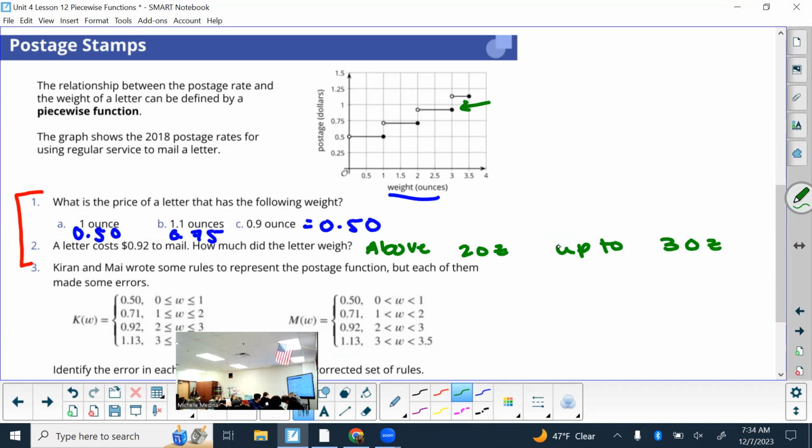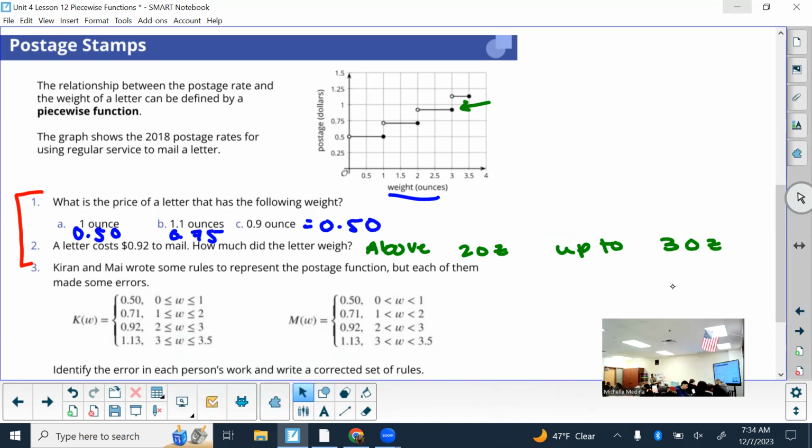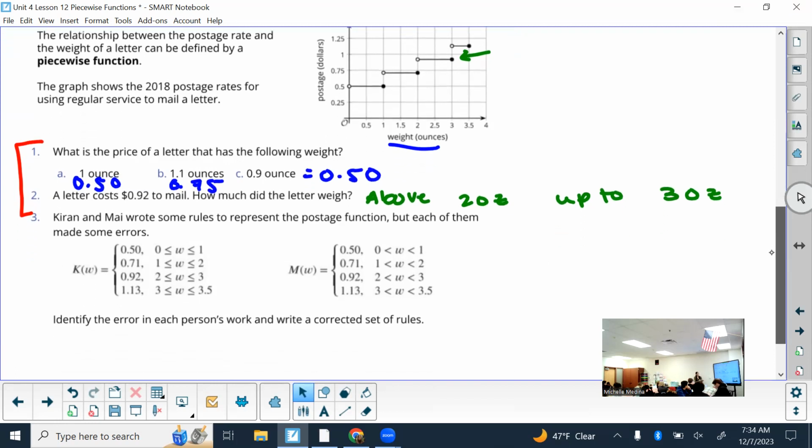Okay. Now the next part, we're going to compare, because usually with piecewise functions, you're not just given a graph, you're given a set of rules that look like this, that define each part of your domain. But we have Kieran and May, who wrote some rules to represent the postage function, but each of them made some errors. So we're telling you that each of them made errors. You are going to identify the error in each person's work and write a corrected set of rules.